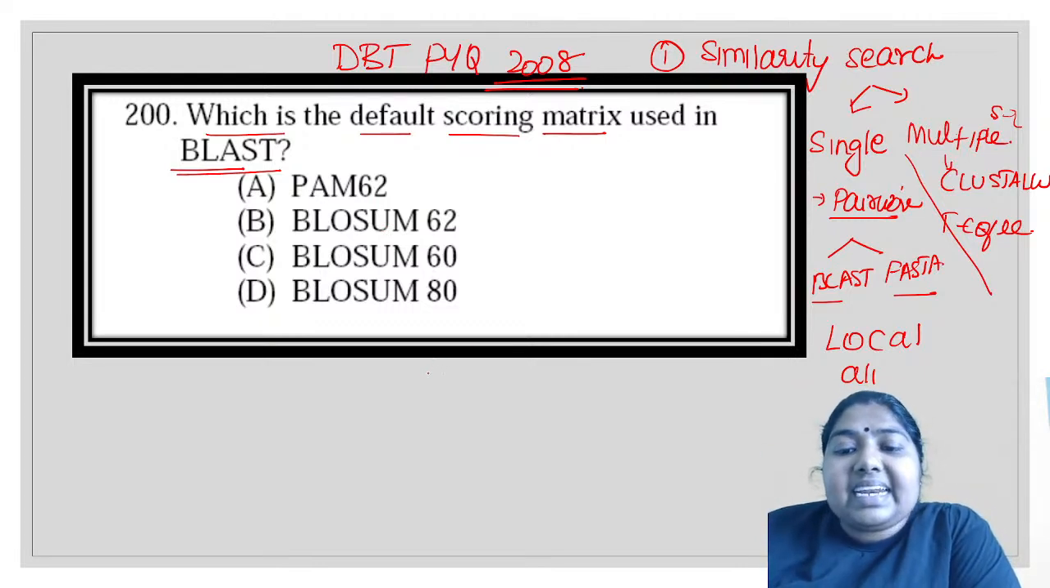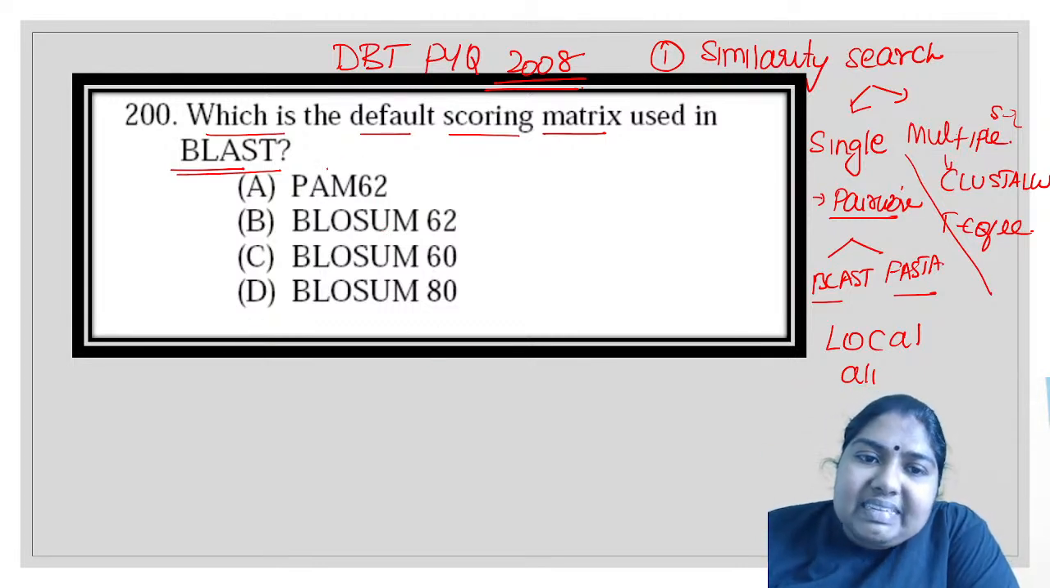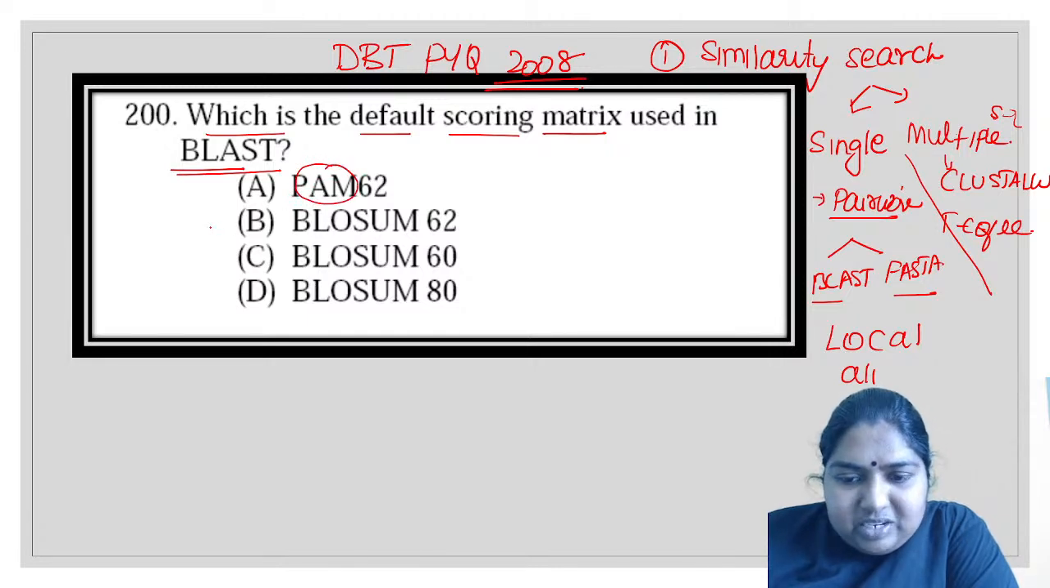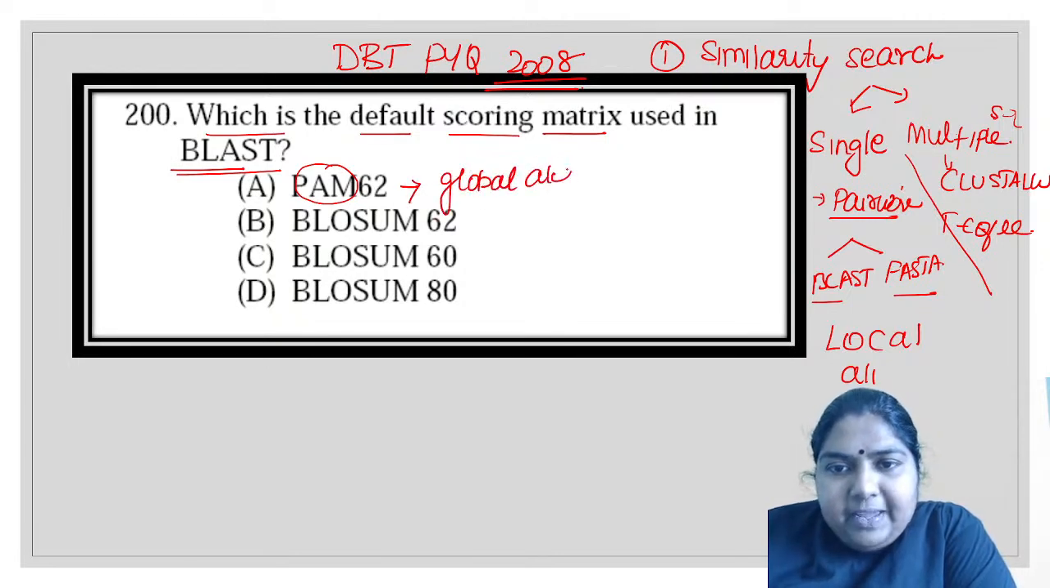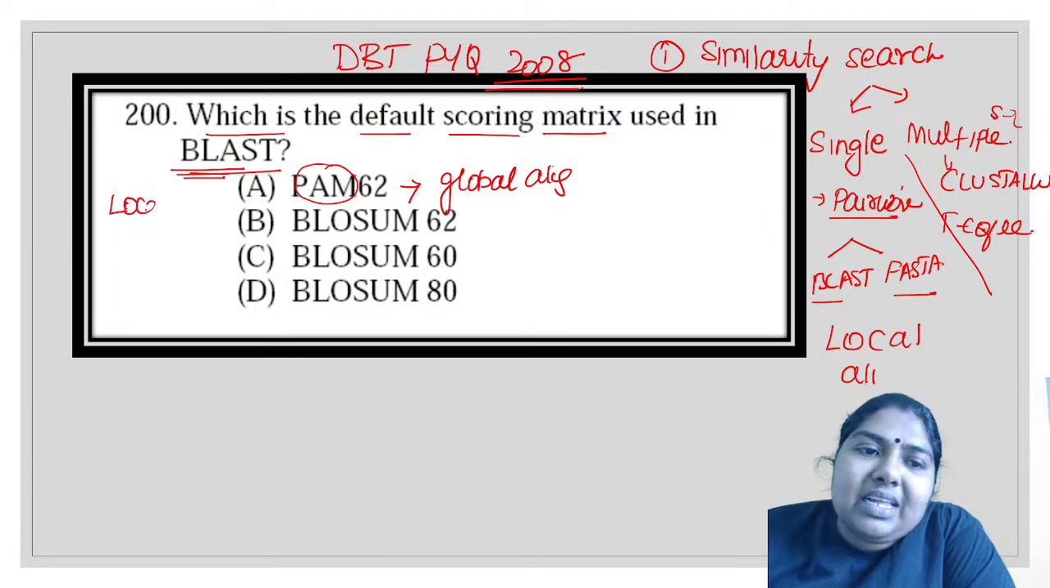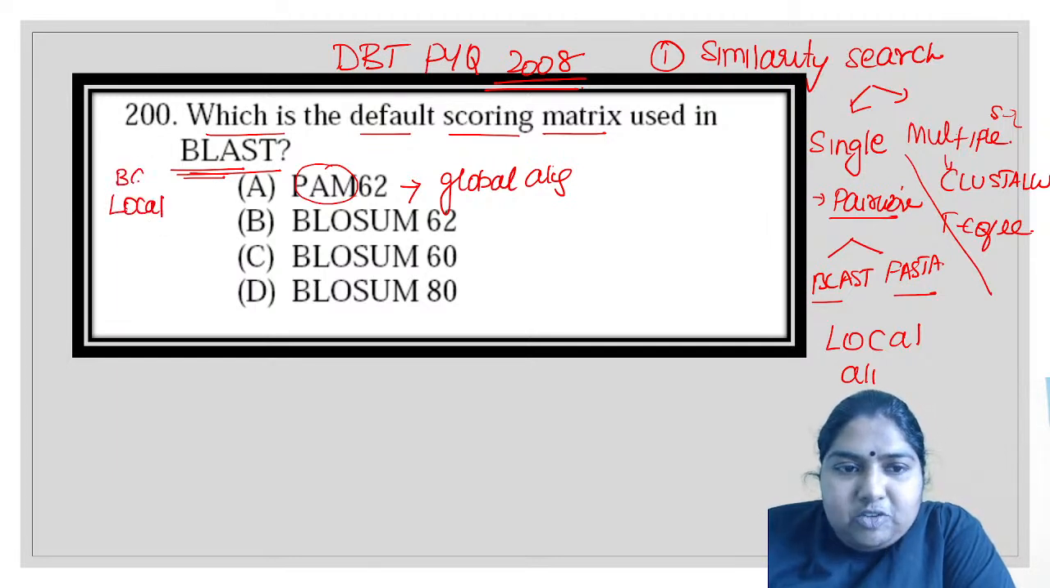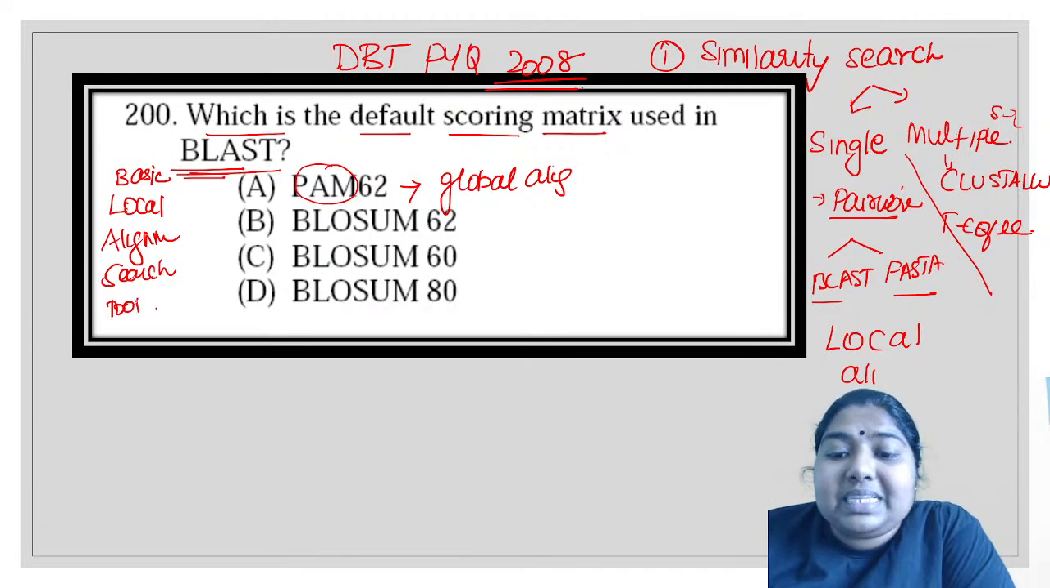Don't panic. As far as PAM is considered, it will be only for your global alignment. But you know this is BLAST. BLAST is going to be for the local. BLAST is the Basic Local Alignment Search Tool. Correct. So that is what BLAST is.